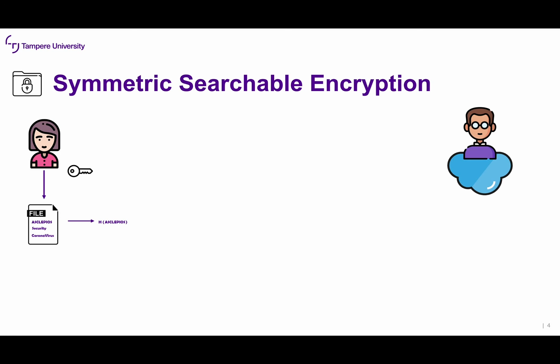the document. Now, after this phase finishes, Alice uses her symmetric key, her secret key, to encrypt the file and generate an encrypted version of the file. So till now, what we've got here is a list of hashes of the keywords contained in the file, as well as an encrypted version of the actual file. Good.